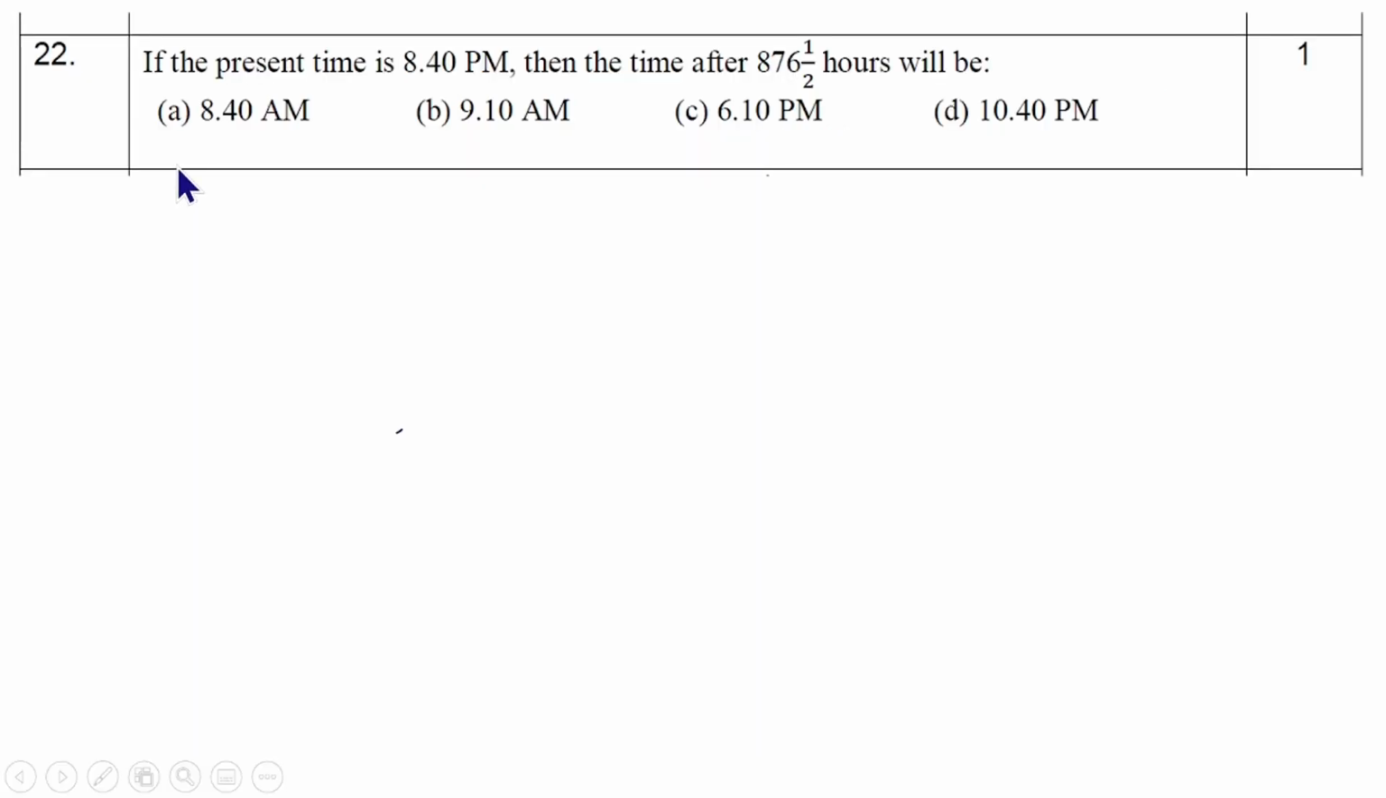The next question, if the present time is 8:40 p.m., then the time after 876 and half hours will be. The various options are given here. So here it is said the present time is 8:40 p.m. We need to find the time after 876 and a half hours. So first let us find 876 mod 24, so that we will be able to get the equivalent time of 876 hours.